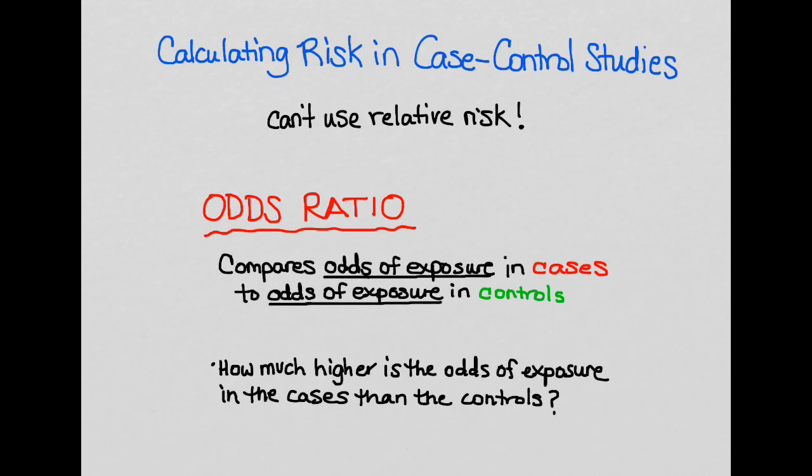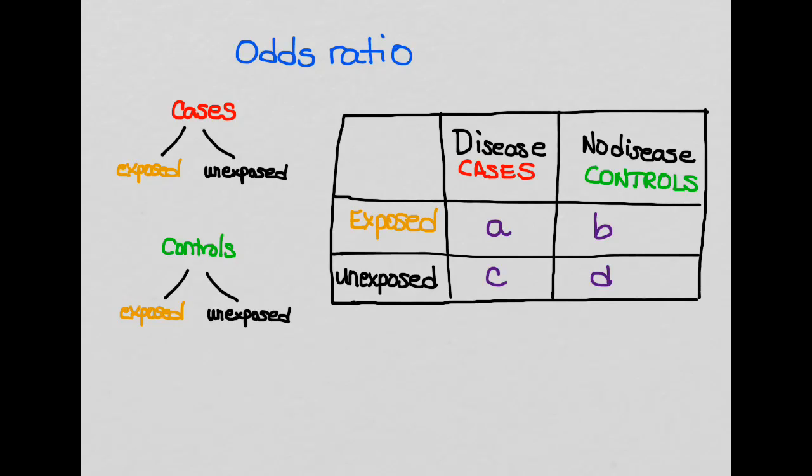When we're looking at the outcomes of a case control study, our question is, how much higher is the odds of exposure in the cases than in the controls? If the odds of exposure is higher in the cases, then that suggests there's a relationship between the exposure and the disease. So let's look a little more closely at how to calculate the odds ratio.